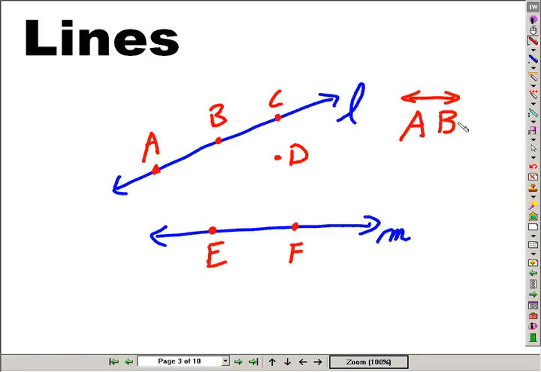But 2 points are good enough. We would never use 3. I don't need A, B, C, so please don't give me every point you see. 2 will do it. You could reverse those letters and say, look at line BA. So this would be called line EF or line FE.